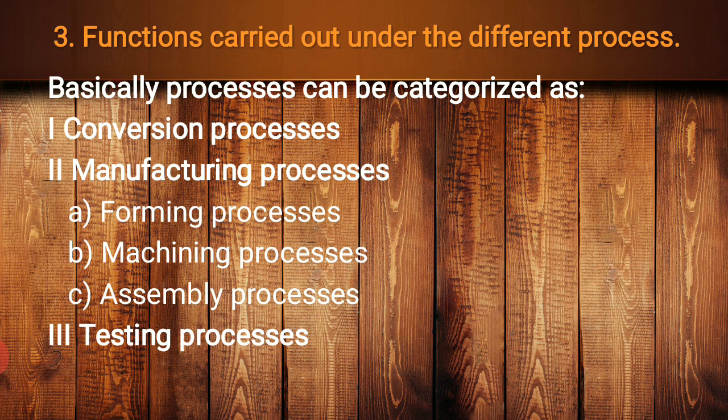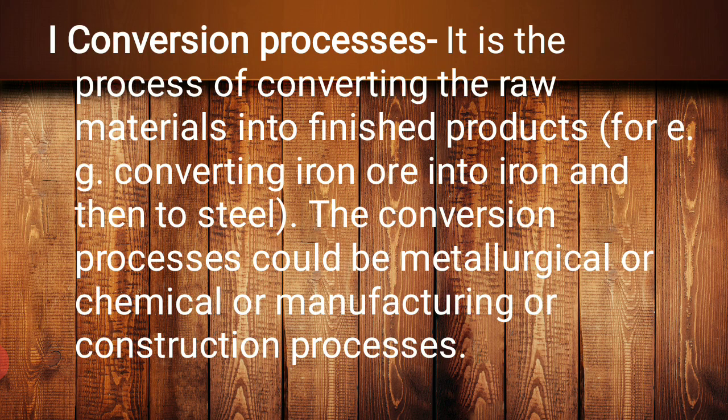But for now, we are trying to understand the functions, that is, what type of processes are generally undertaken in a manufacturing industry. Basically, these can be categorized under three different heads: conversion process, manufacturing process, and testing process. The names are self-explanatory. Suppose we say conversion process, then what is conversion? Conversion means to convert something, right? So it is the process of converting raw materials into finished products. For example, converting iron ore into iron and then probably to steel. This conversion process can be metallurgical, chemical, manufacturing, or construction processes. It depends.